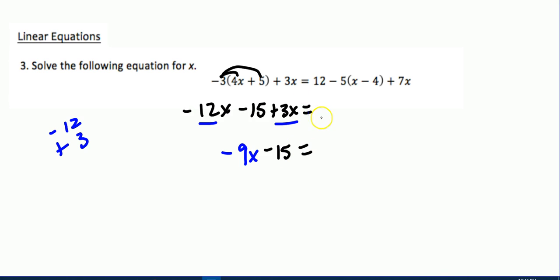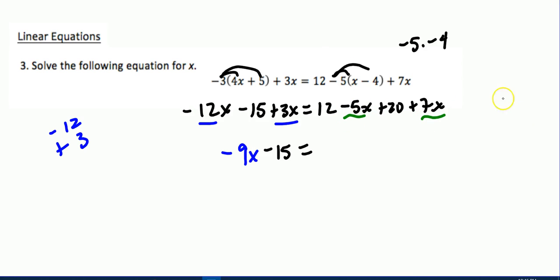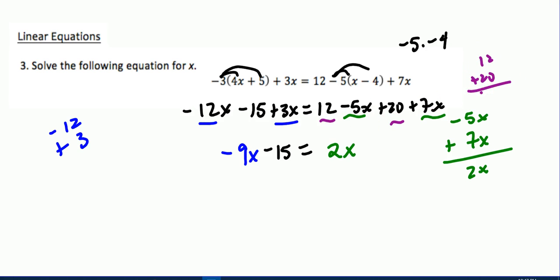And then equals. Okay, now let's work on the right side. The 12 stays. The negative 5 gets distributed. So I have negative 5x. And I have negative 5 times negative 4. That's going to be a positive 20 and a plus 7x. And I'm going to have to combine like terms here. So I have to do 7x minus 5x, or negative 5x plus 7x. It's going to be 2x. And then I also have to do 12 plus 20. It's going to be 32.